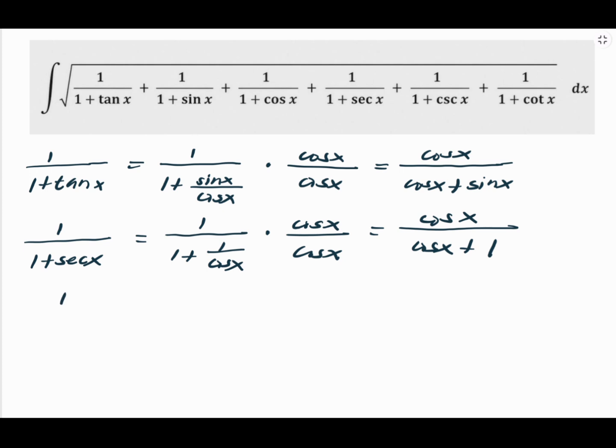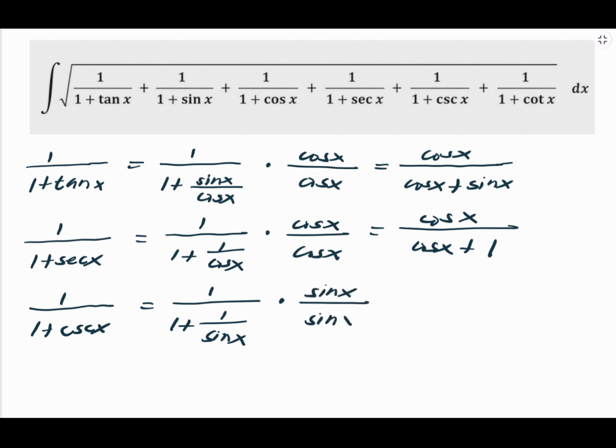Next is 1 over 1 plus cosecant of x, where cosecant of x is the reciprocal of sine of x. So in this case, the main denominator contains sine of x, hence we will multiply the numerator and the denominator by sine of x. So that would be sine of x over sine of x, right, plus, so sine of x will be cancelled, so plus 1.